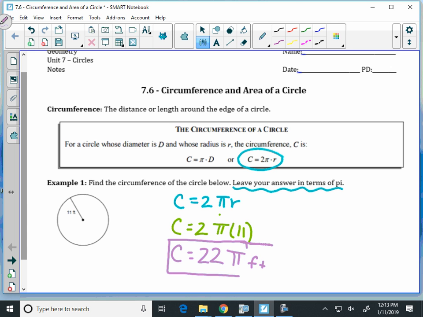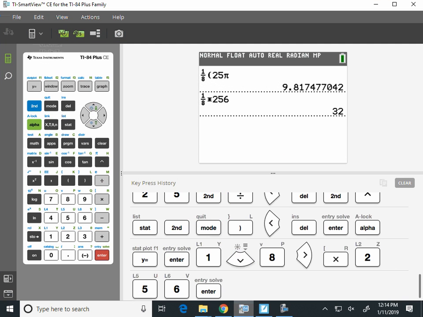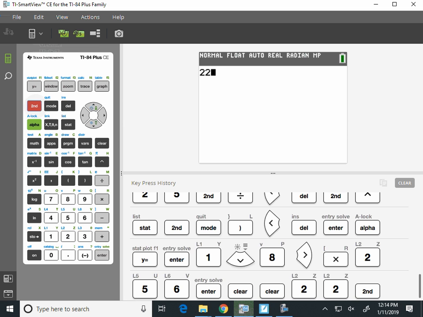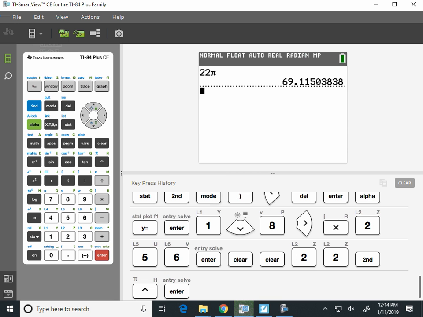Meaning, if we were to take this circle and unravel it and make a straight line and measure it, it'd be whatever 22 pi feet is, which is, we do 22 pi in our calculator. So the length, if we unraveled that circle and made it a straight line, it'd be about 69.1 feet. That's what that is.